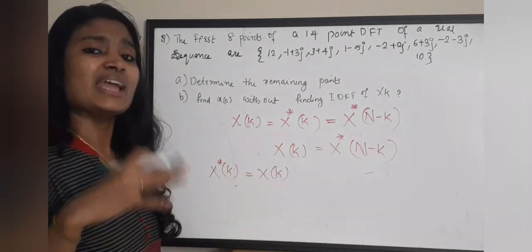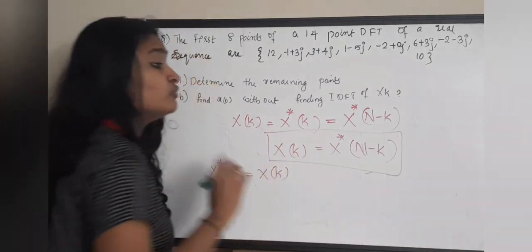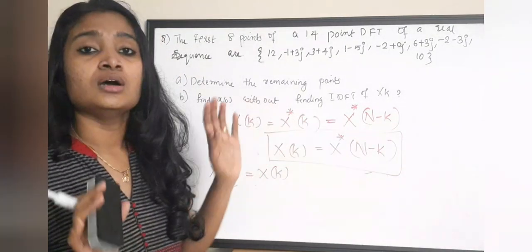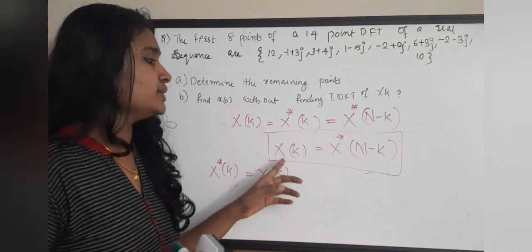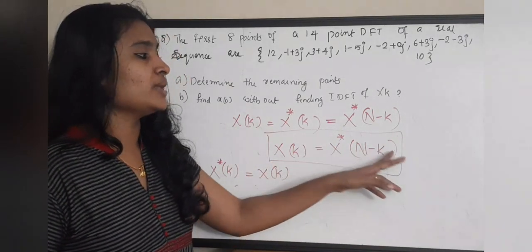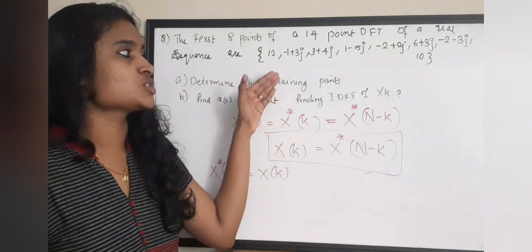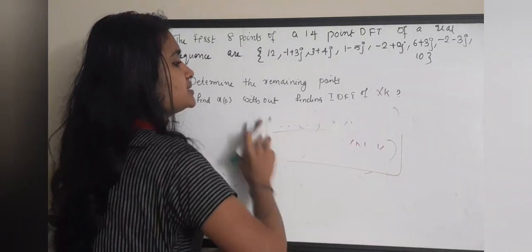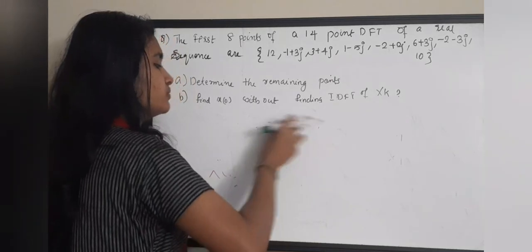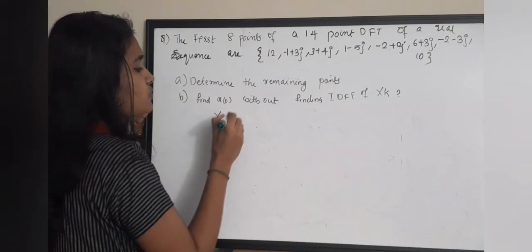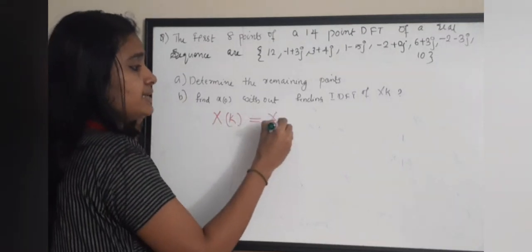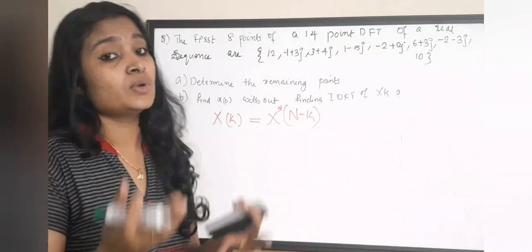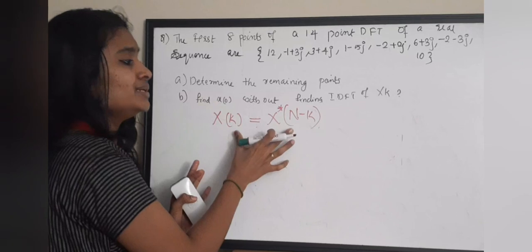If you don't understand anything, just understand this: for a real sequence, X of k is equal to X star of N minus k. Just see this very thoroughly. If you know this relation, you can solve the first part. I'll remove all these things and write it once again, because I only need one equation to solve: X of k equal to X star of N minus k. How I am teaching is how to attempt this problem in your examination, and for that you need this.